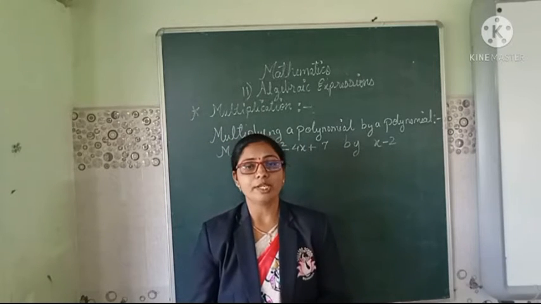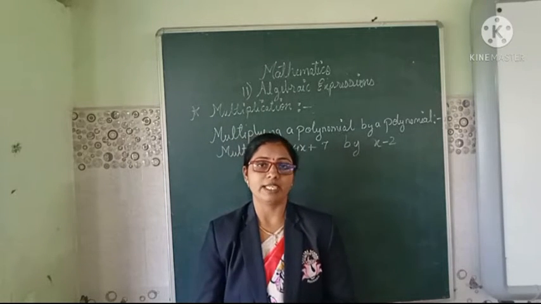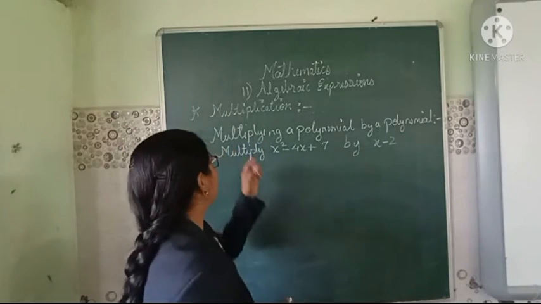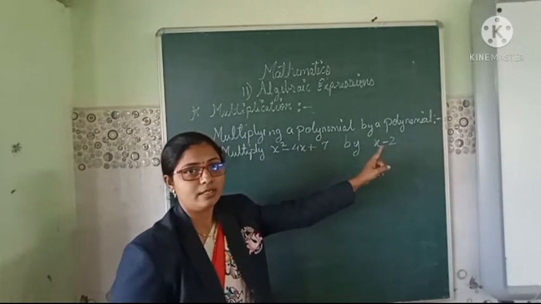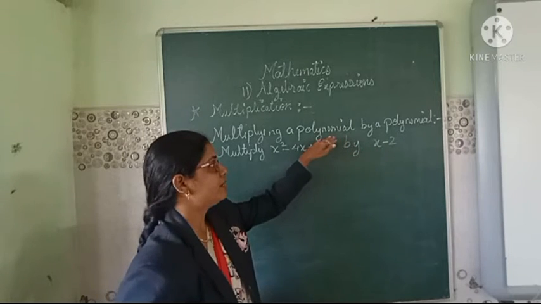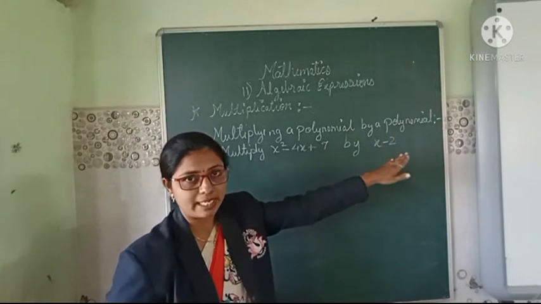Now we are going to solve a different type of example, where we multiply a polynomial by a polynomial. Okay, now we are going to see a polynomial multiplying by a polynomial.